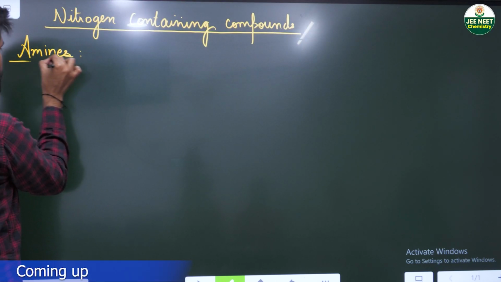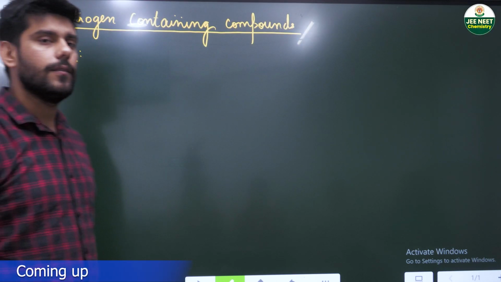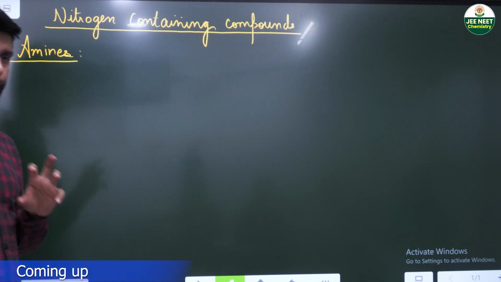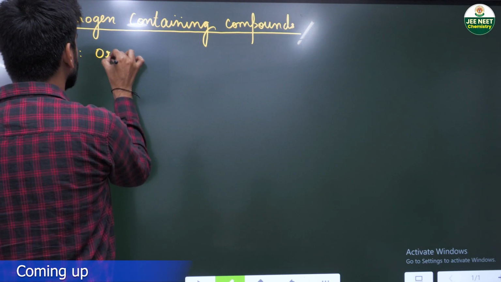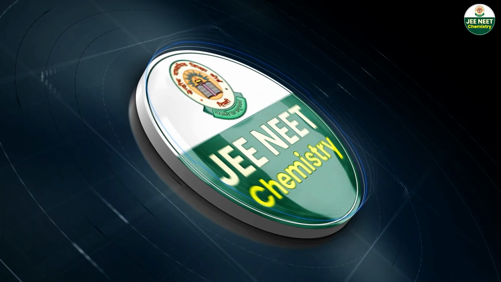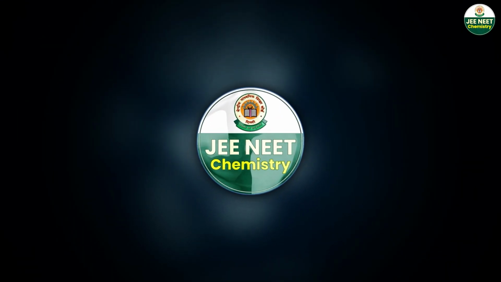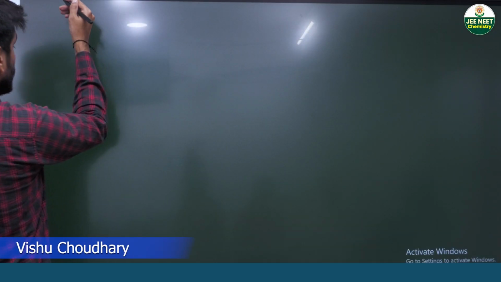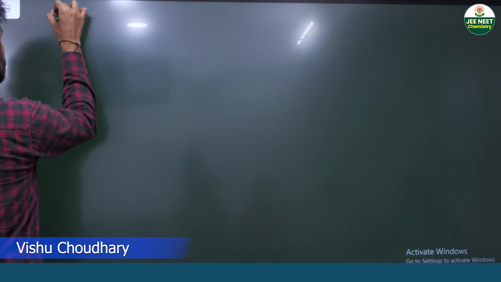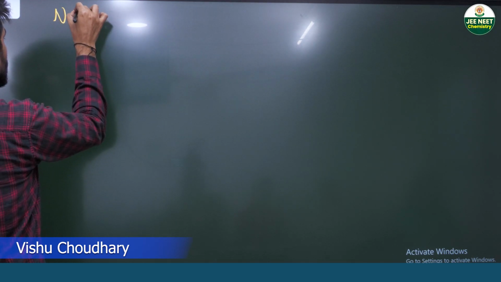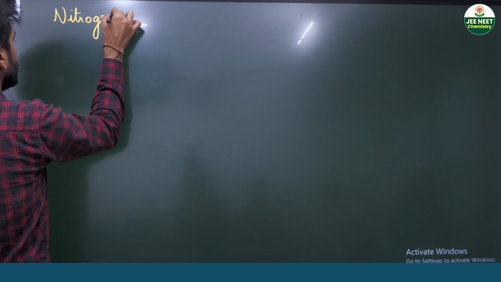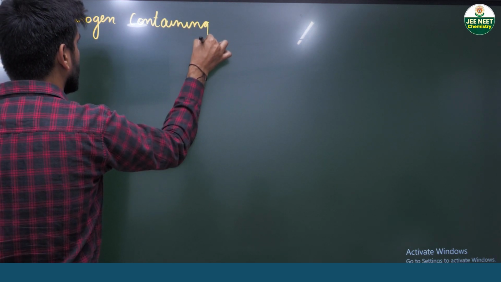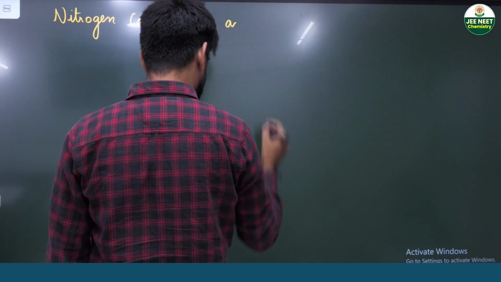What do we mean by amines? Tell me, what are amines? Organic derivatives of ammonia. Okay then, nitrogen containing compounds.